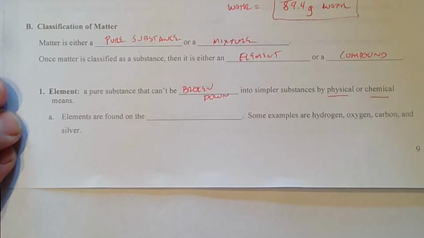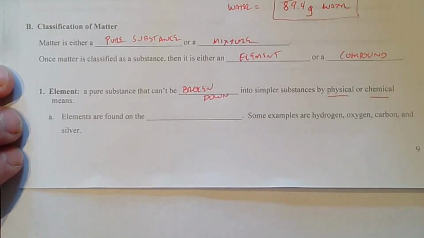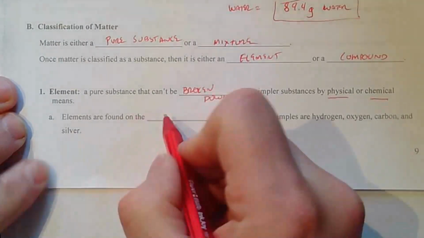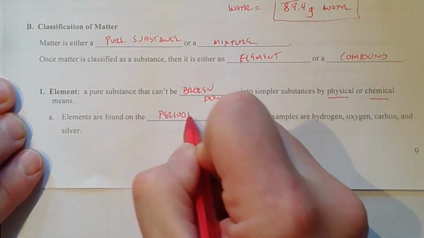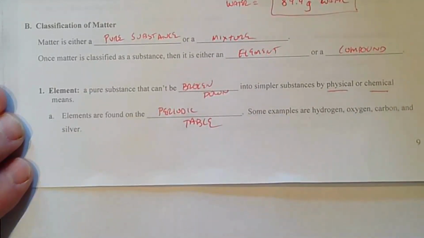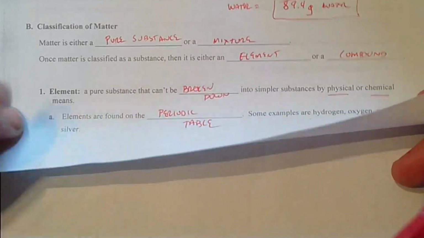Now that does not mean that the atom is indivisible. You can split the atom, but you cannot do that by a chemical reaction. That is a nuclear reaction, which is completely different. But in normal chemical reactions, you cannot break an element down into anything simpler. Elements are what are found on the periodic table. Some examples: hydrogen, oxygen, carbon, silver, and whatever else you might be familiar with from the periodic table.